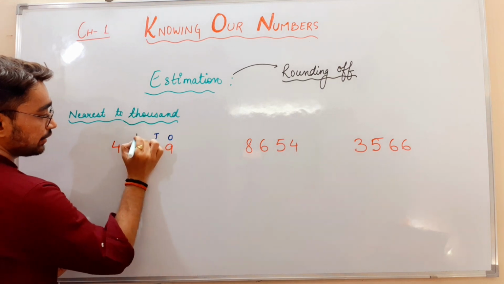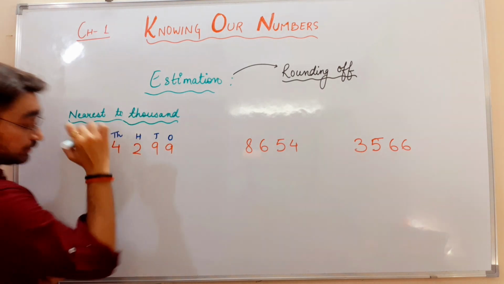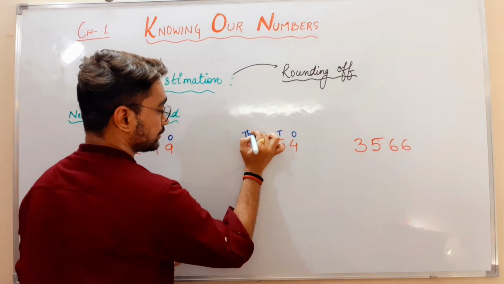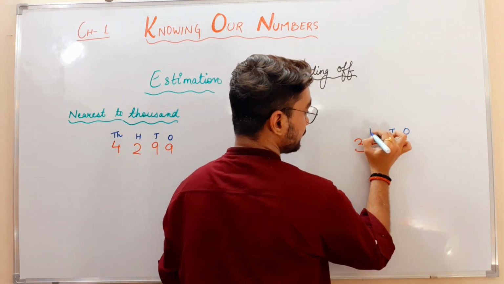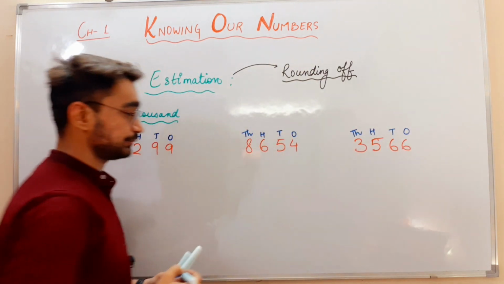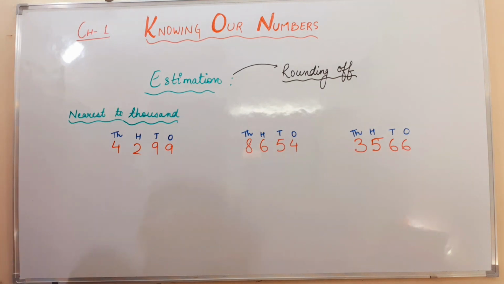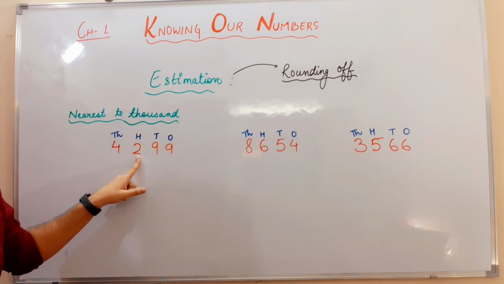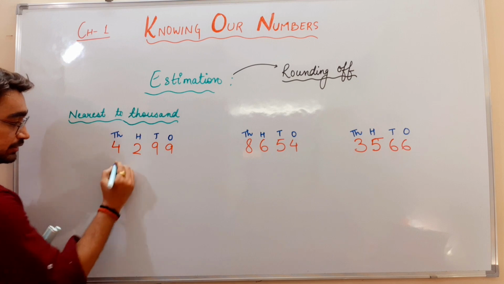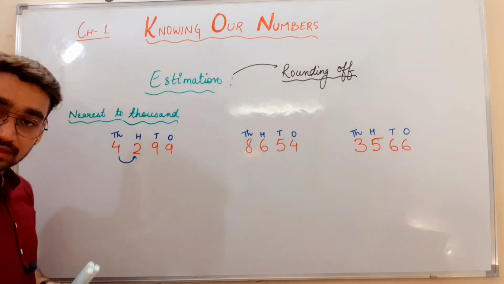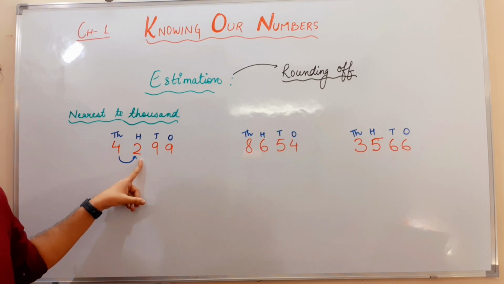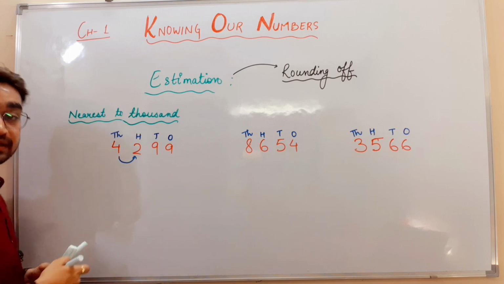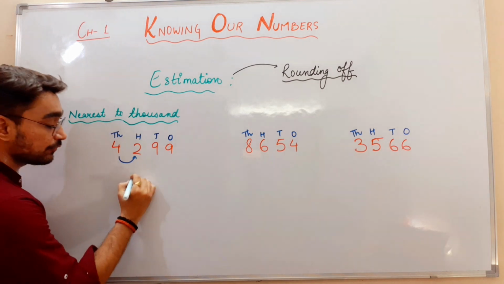Ones, tens, 100, 1000. If I want to do the rounding of nearest to 1000, what is the digit I have to look at? The 100 place. Very good. If this number is less than 5, I will go back to the nearest 1000. What is the nearest 1000? 4000.